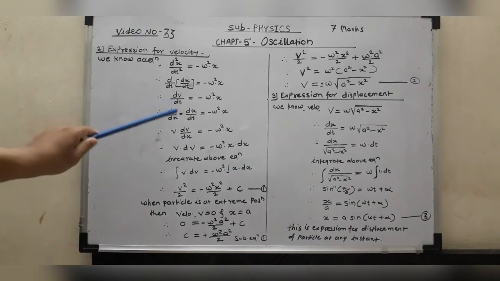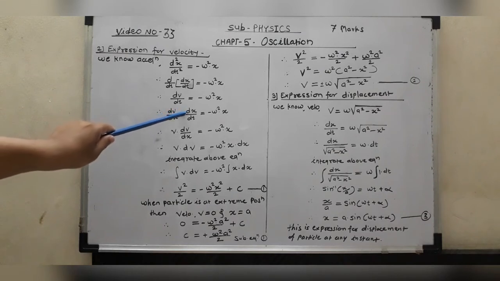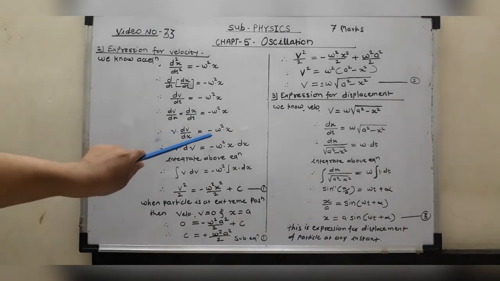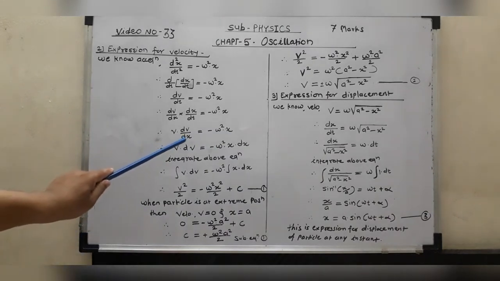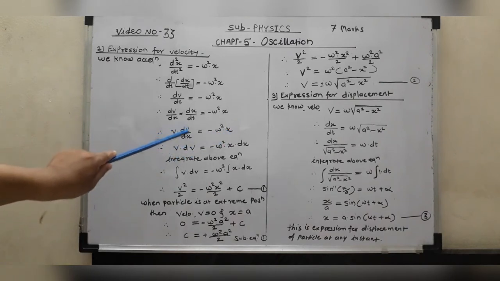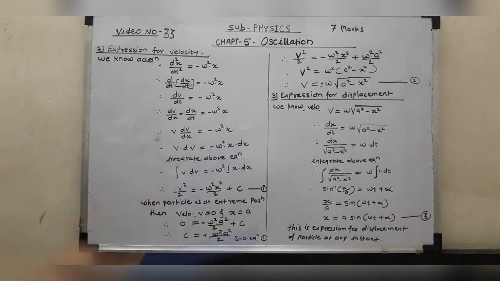Then again dx by dt is nothing but the velocity, the rate of change of displacement with respect to time. This is the velocity v, and dv by dx stays as it is. Therefore v into dv upon dx is equal to minus omega square x. Then take the dx from the denominator to the numerator.